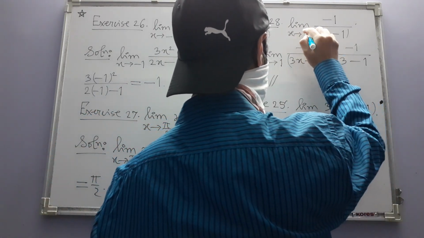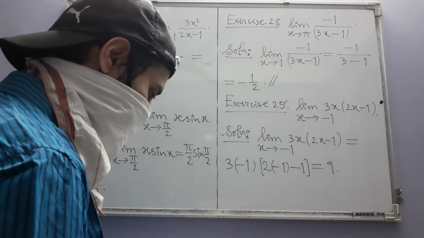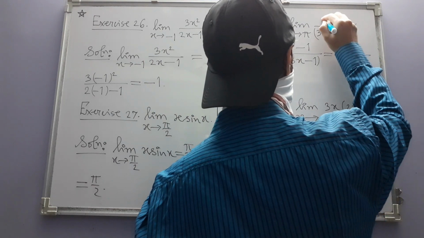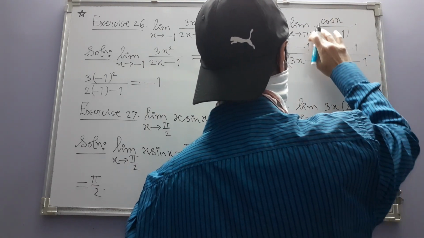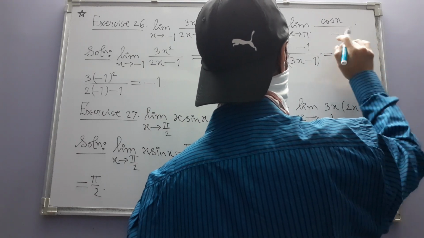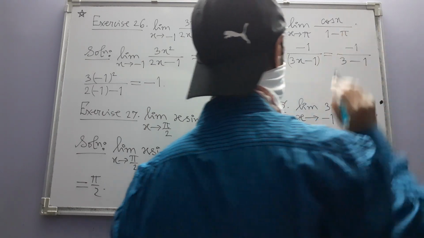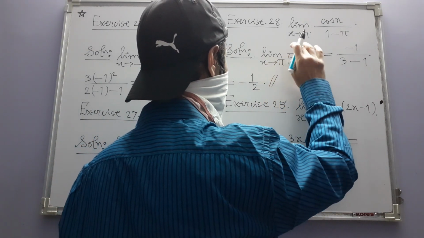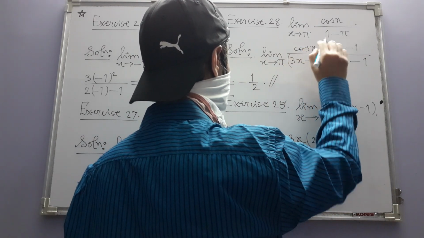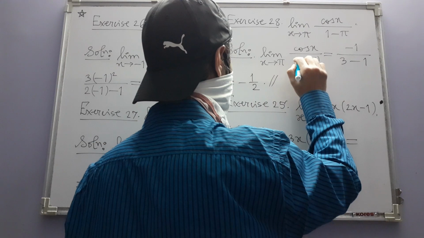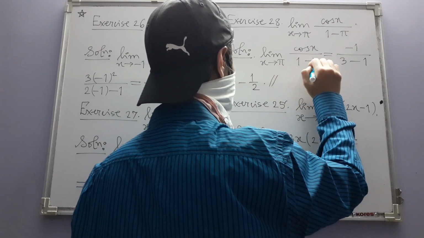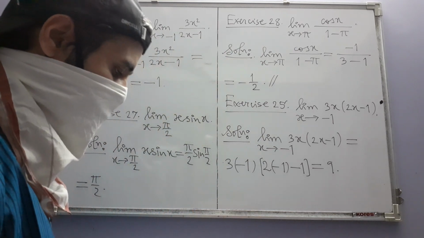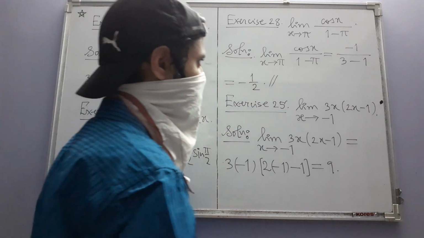Here x is approaching pi, and the function is what? Cos x over 1 minus pi. Oh, so the denominator actually is a constant. Fine.